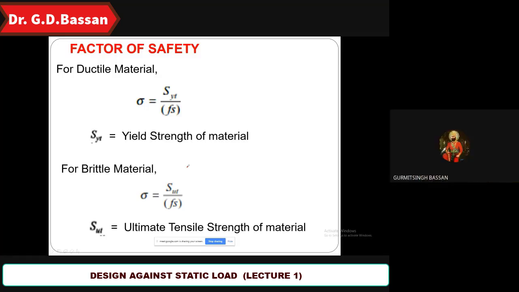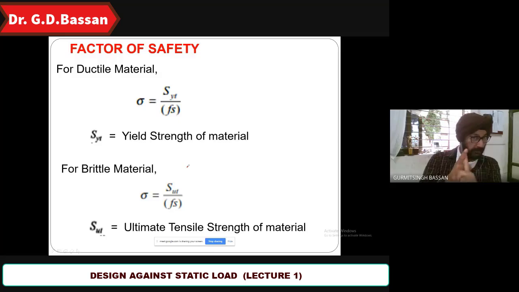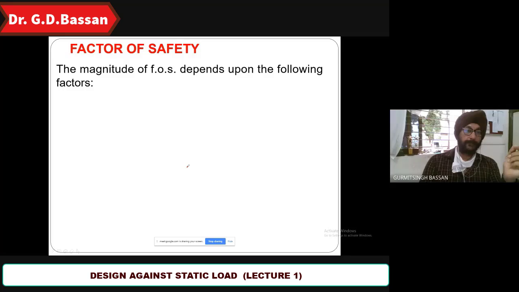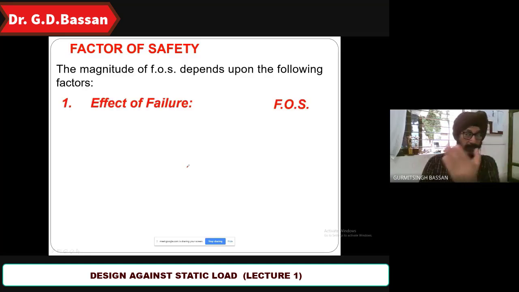So the first point, always take the allowable stress. Second point, for ductile material, always consider the yield strength, and for brittle material, always consider the ultimate strength. This is the third point. Now let us say the magnitude of factor of safety depends upon various factors. Let us go one by one. One is the effect of failure and another is factor of safety. Whether it is low or high, we have to find it out.